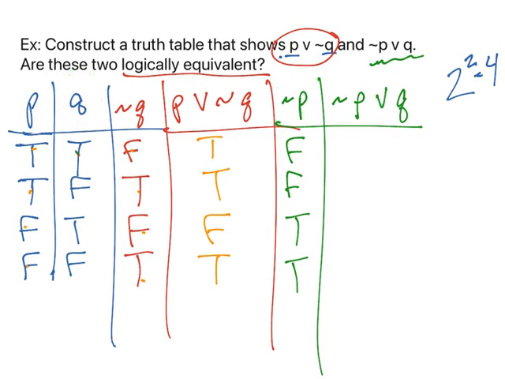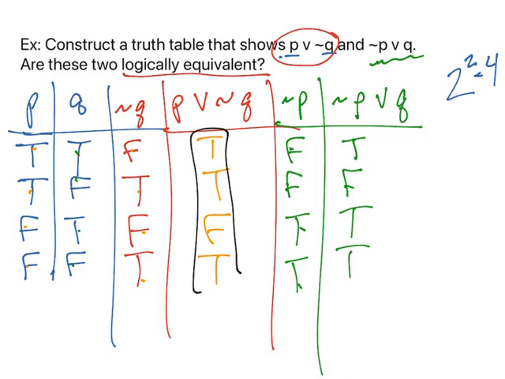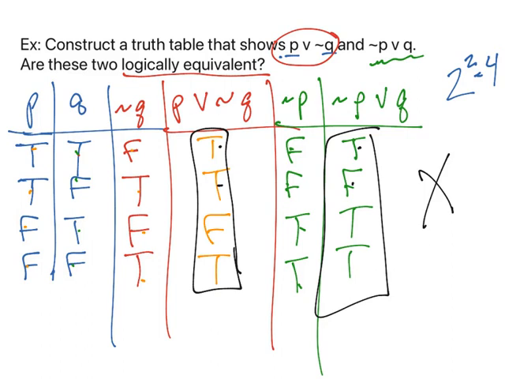Okay, so true, false. That's true. False, false. That's false. True, true. True. False, true. True. So the last part of this is, are these 2 logically equivalent? If you compare this and this, are they the same? We have true, true, true, false. No, these are not logically equivalent.